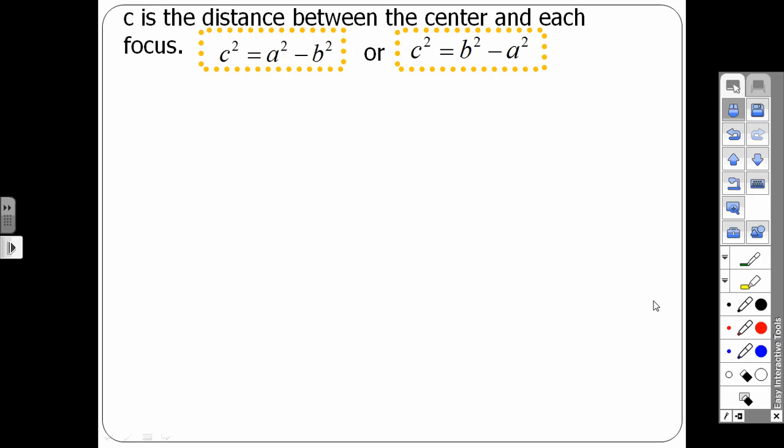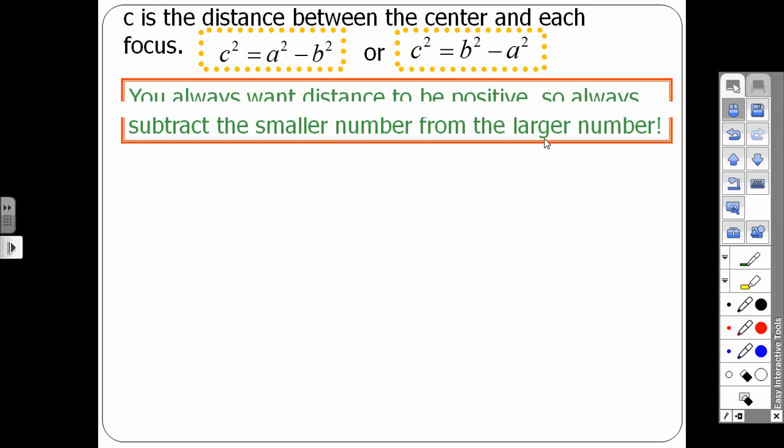Okay, so let's take a look at something else here. In class we derived this equation to figure out what c is, and remember that c is going to be the distance between the center and each of the foci. So we're going to need to do that calculation by taking a squared and subtracting b squared, or if b were larger, you would take b squared and subtract a squared. We want it to be positive. So it really doesn't matter which one you call a and b, as long as you are taking the larger one and subtracting the smaller one.